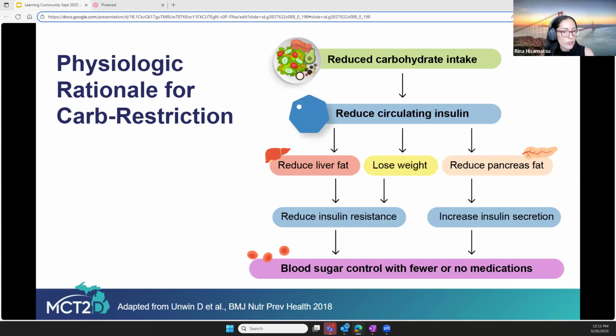All right, and thus by reducing dietary carbohydrate intake, it can help to reduce circulating insulin levels, which promotes the breakdown of stored fat. And this not only facilitates weight loss, but also a reduction in ectopic fat in the liver and the pancreas, which can help to improve insulin secretion from the pancreas and reduce insulin resistance. So ultimately, this can also help to improve overall glycemic control and restore metabolic health.